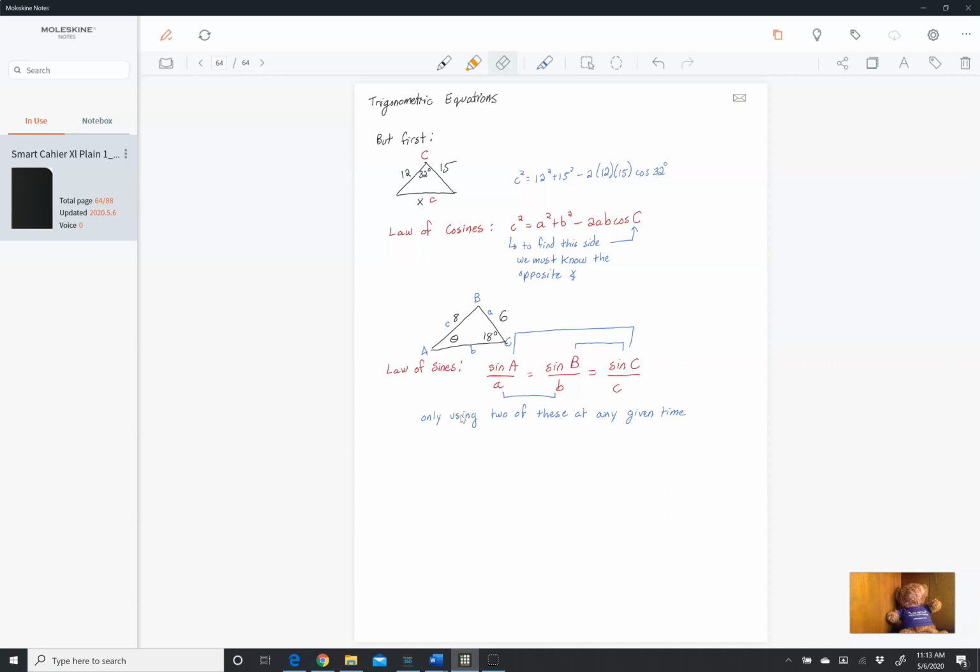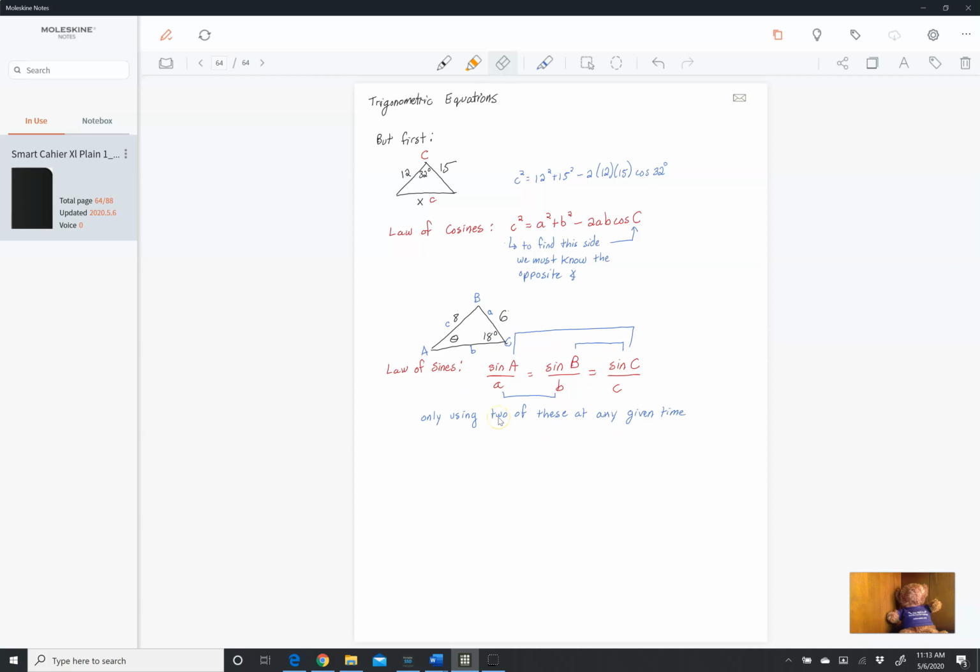And again, we can derive it. You derive it using right triangle trigonometry because every triangle could be redrawn as right triangles. So for instance, we could cut this with a perpendicular line.